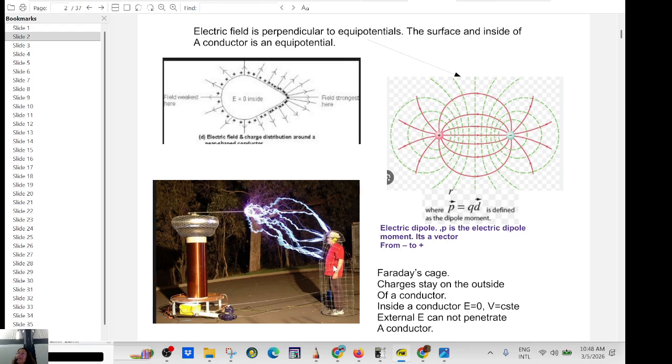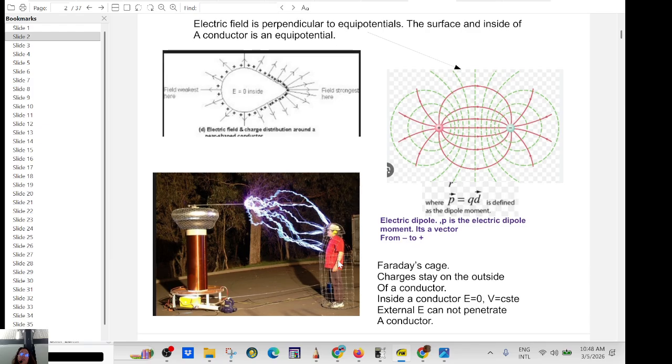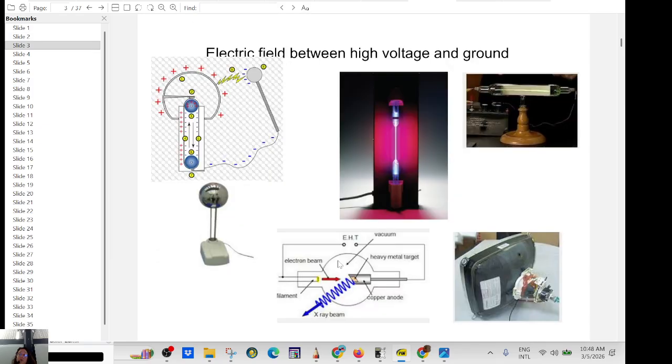This is called a Faraday cage. You cannot have a charge inside a conductor. You cannot have an electric field. So except for the noise, you're going to be safe. Definitely. One question about that.